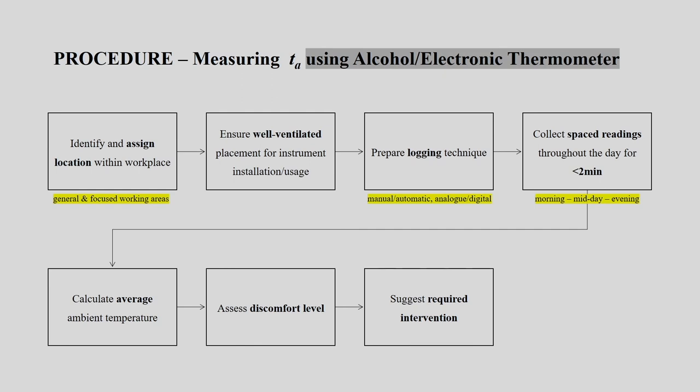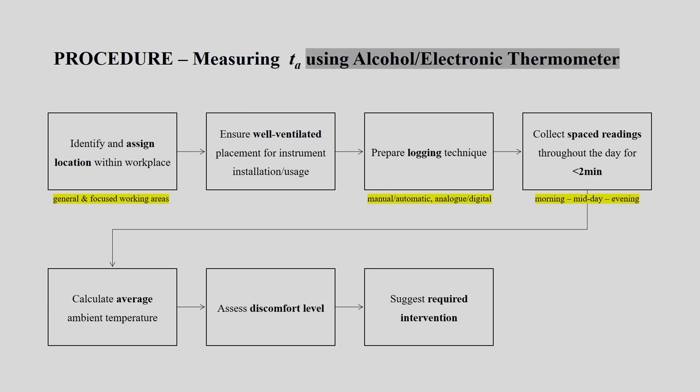If it is a bigger room, depending on the requirement, depending on the position of the fan, position of the AC, position of the window, we can definitely create a different grid system or specific locations for our purpose, and we can assign that these are the locations where we are going to measure. So, very first thing is you need to identify the location where you are going to measure the temperature. Then you need to ensure that well ventilated placements for instrument installation are being used.